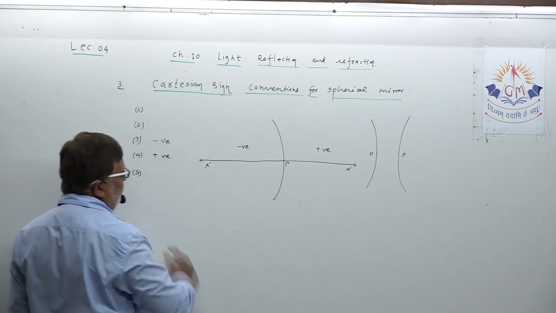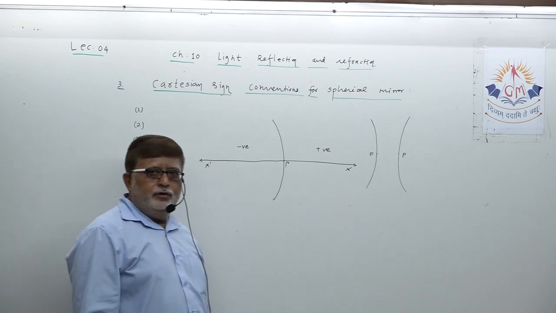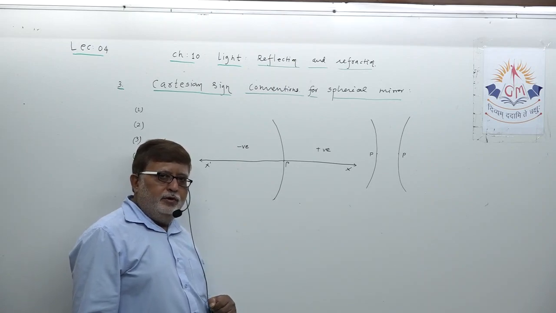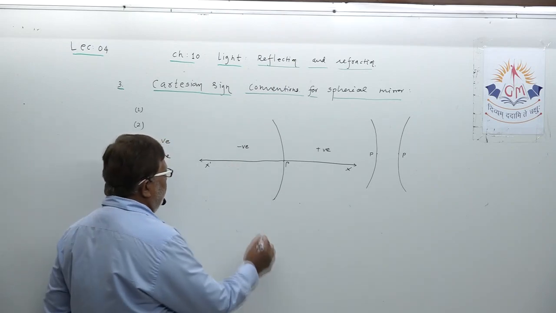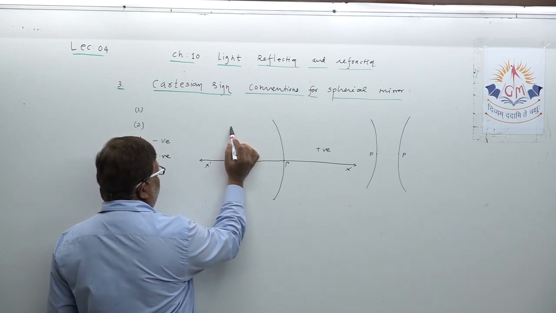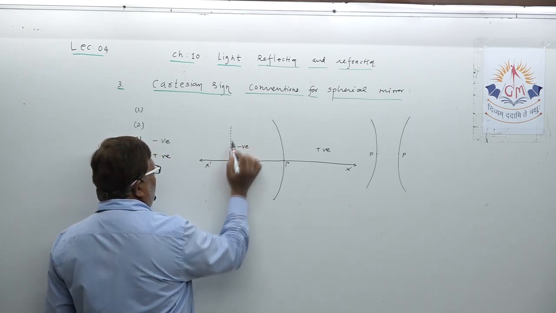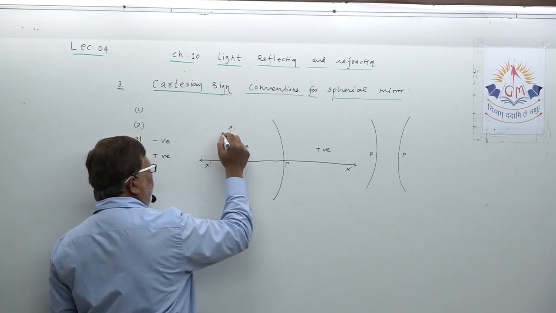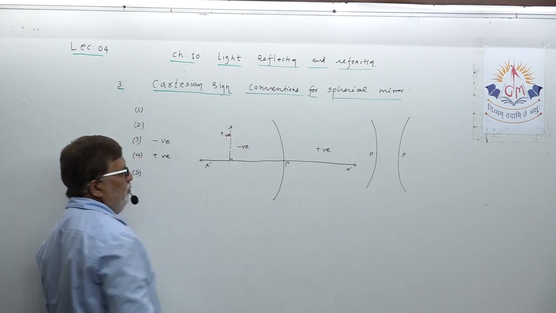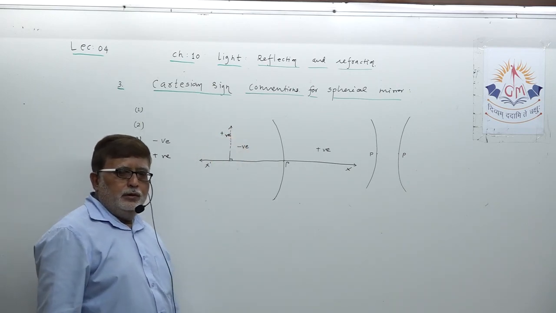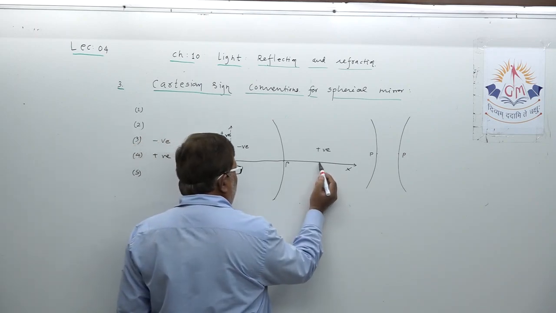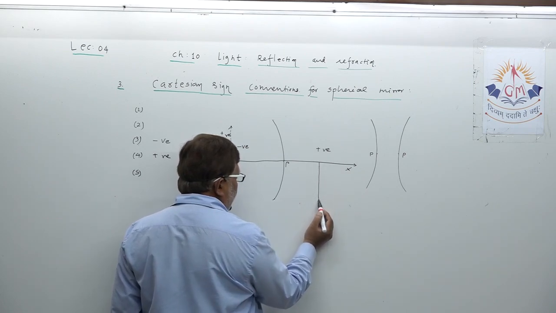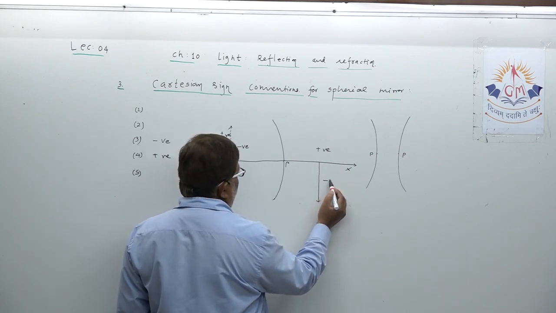Okay. Next one, any distance measured perpendicular to the principal axis in the upward direction, suppose I show just this way, suppose this distance is perpendicular to the principal axis and taken upward, is taken as positive. Any distance measured vertically downward, perpendicular to the principal axis, understand, is always taken as negative.